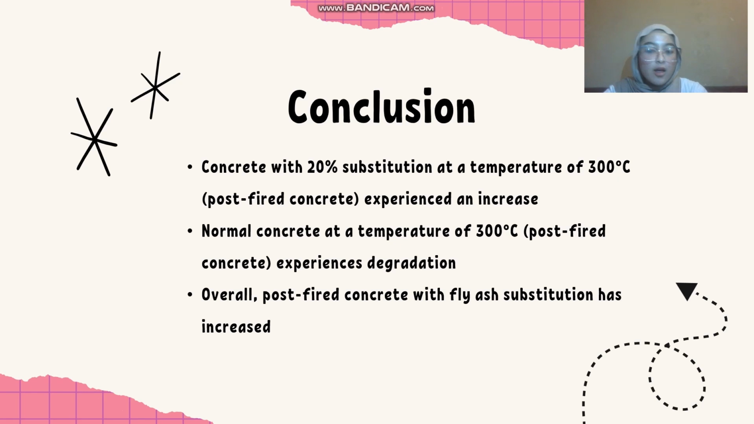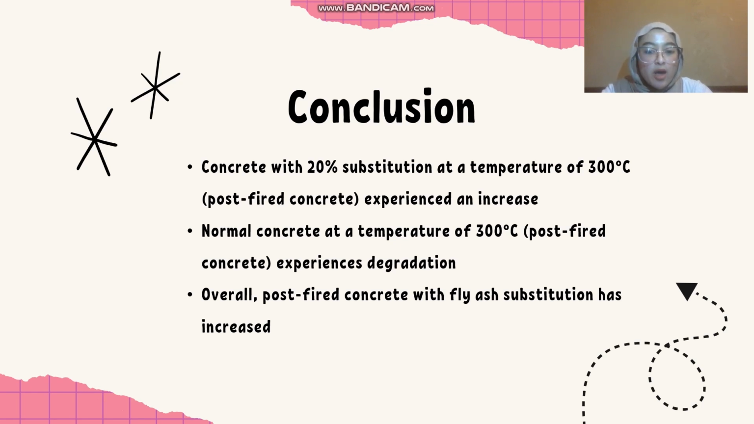Okay, and the last, I will explain the conclusion. Concrete with 20% substitution at a temperature of 300 Celsius, post-burning concrete experienced an increase compared to 20% substitute concrete at age 28 days by 15.1%.